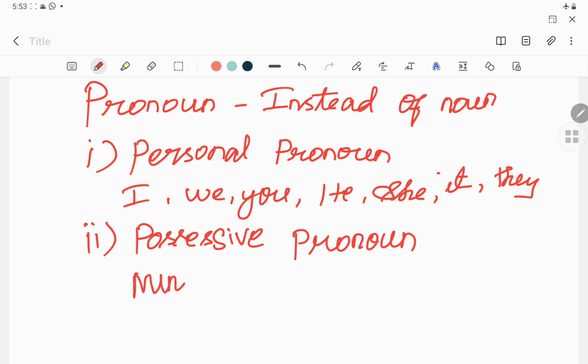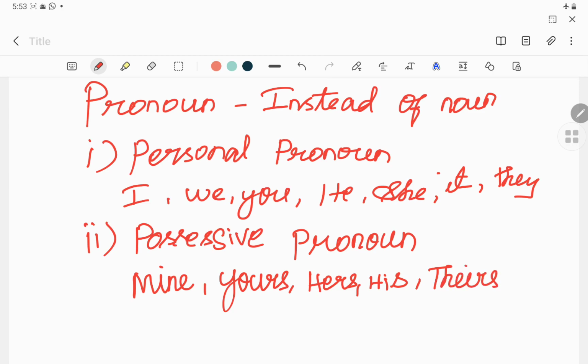Mine, yours, hers, his, hers and theirs. These are all okay. These words, ours also, come under the possessive pronouns. Why do these come under the possessive pronoun? Because this book is mine.